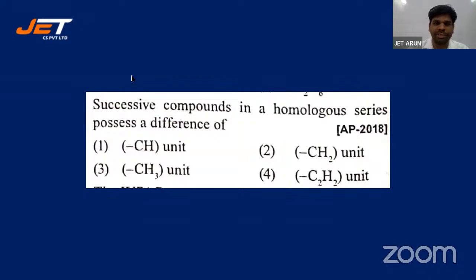Successive compounds in a homologous series possess a difference of CH unit, CH2 unit, CH3 unit, C2H2 unit. Homologous series.